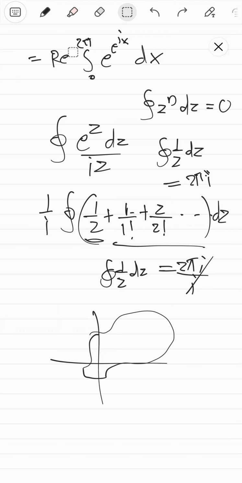And of course you can always do this thing: e power z minus a, and then you have z minus a over here. So z minus a just refers to the loop being shifted to this point, so now this is our new origin. That would also be 2 pi, this integration. Okay, that's it.